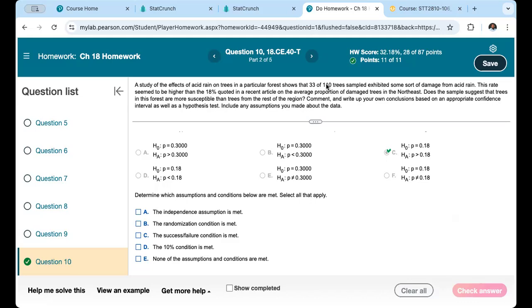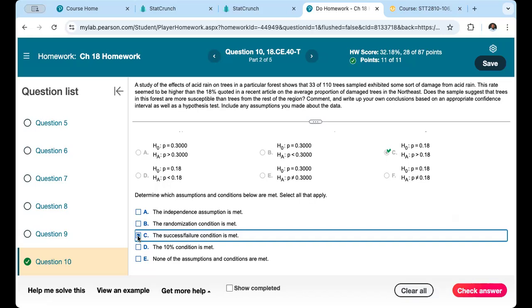So 0.18 times 110. I got 19.8, right? Which is greater than 10. So we're good. The condition says that what? It should be greater than 10. Now the failure condition. What is 1 minus 0.18? 1 minus 0.18 is 0.82. You need to multiply 0.82 times 110. That is 90.2. So we can see that this condition here is met.